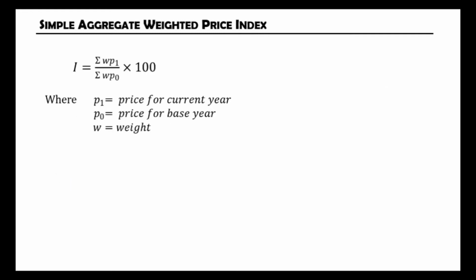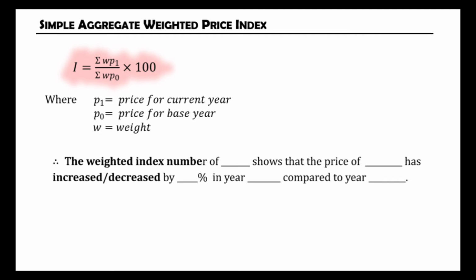Simple aggregate weighted price index. The formula is given as index equals total of W times P1 over total of W times P0, times 100, where W is weight. P1 is the price for the current year, P0 is the price for the base year, and W is the weight. This is the interpretation for the simple aggregate weighted price index. The value of the weighted index number shows that the price of items has increased or decreased by how many percent in the current year compared to the base year.